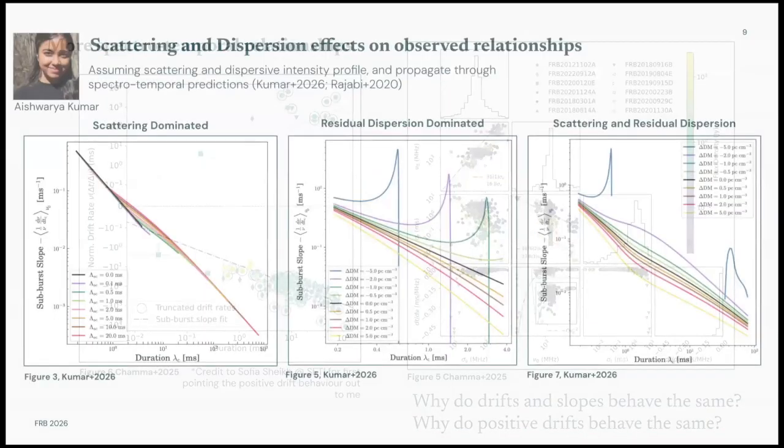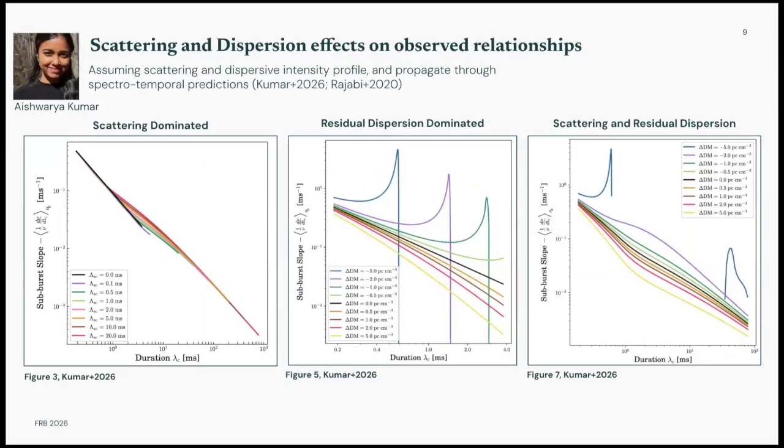So just to wrap up quickly, I want to point out some theoretical work done by a PhD candidate, Shwaya Kumar, trying to assess the effect of scattering and dispersion on these relationships. So briefly, there's the case where scattering dominates, where there is residual dispersion, and where both are present.